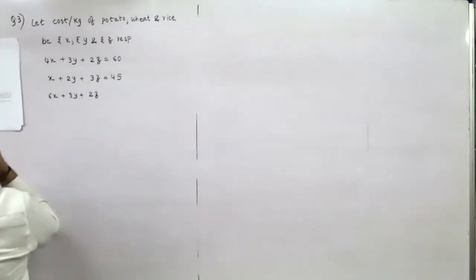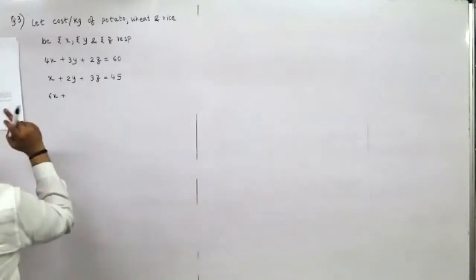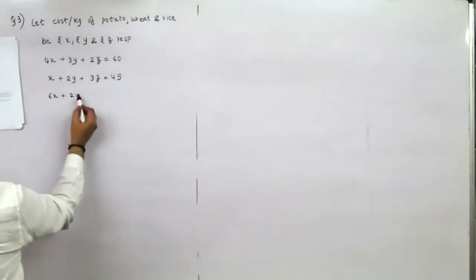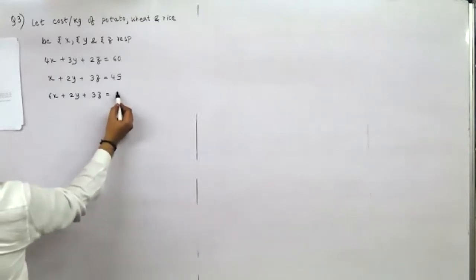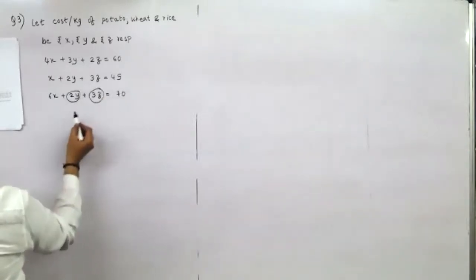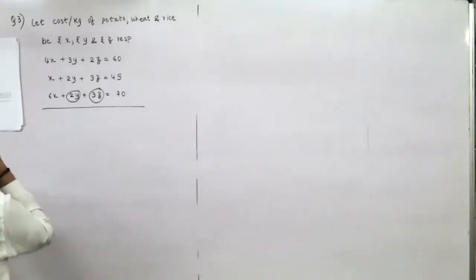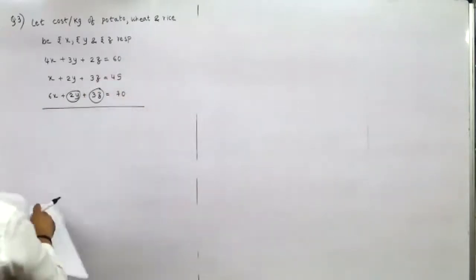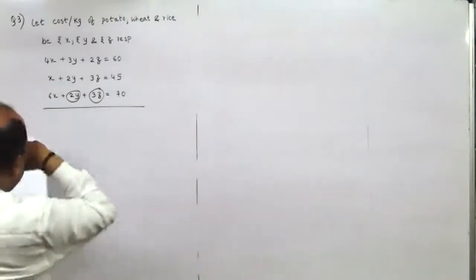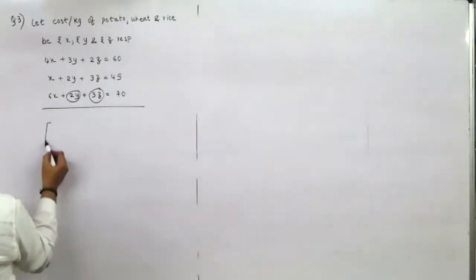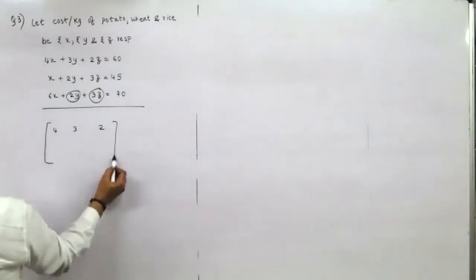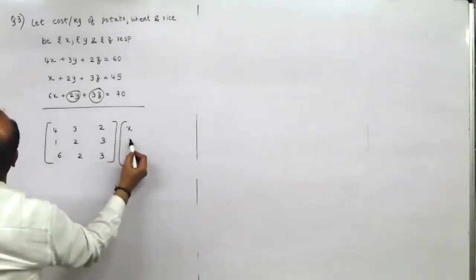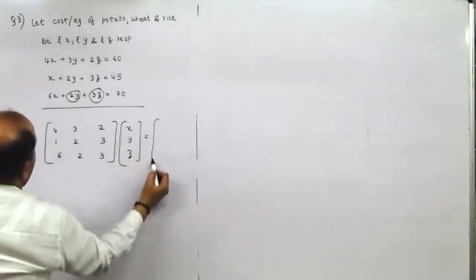I think they have shifted it. Yeah, they have played with it. The cost of 6 kg potato, they have given now rice, but it should have been wheat. So 6X plus 2Y plus 3Z equal to 70. So note this. The matrix form of the above equations is this: 4, 3, 2; 1, 2, 3; 6, 2, 3, times X, Y, Z, equal to 60, 45 and 70.